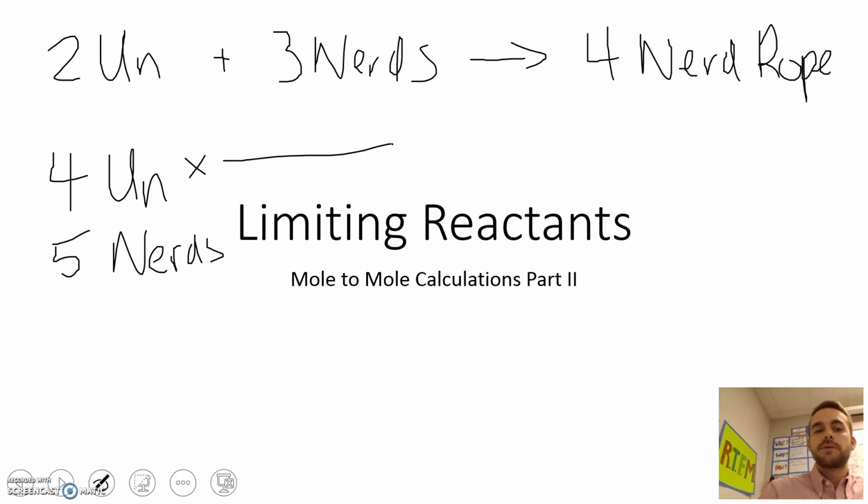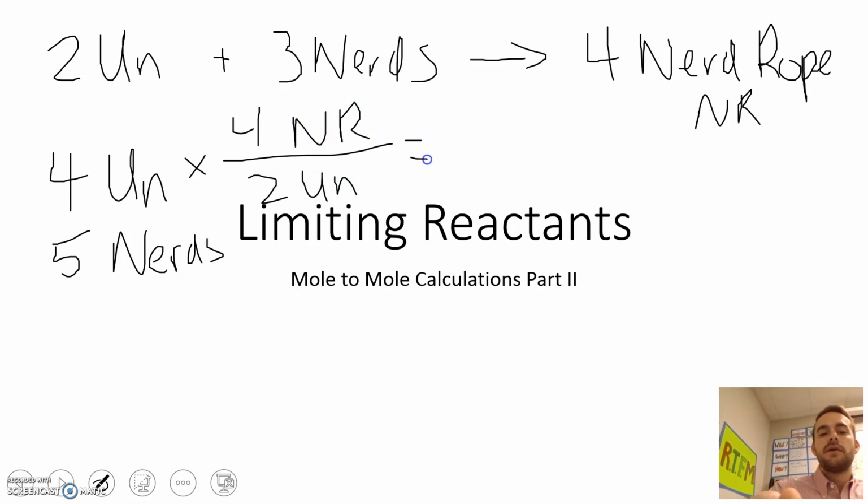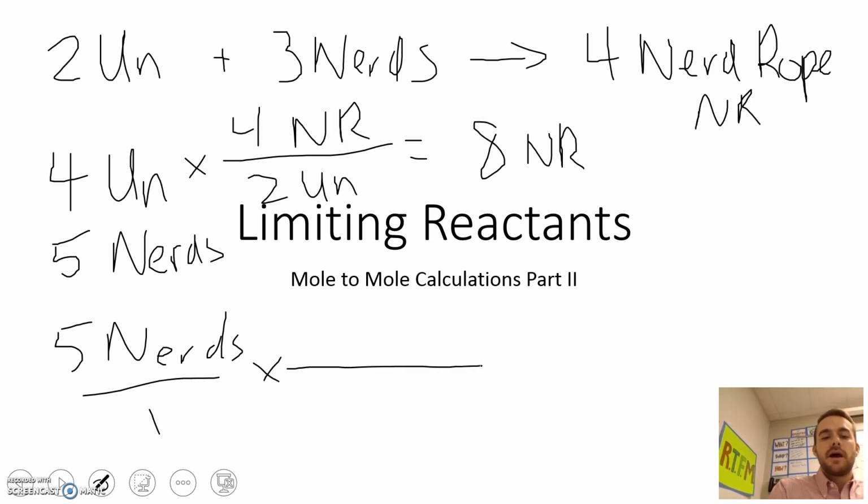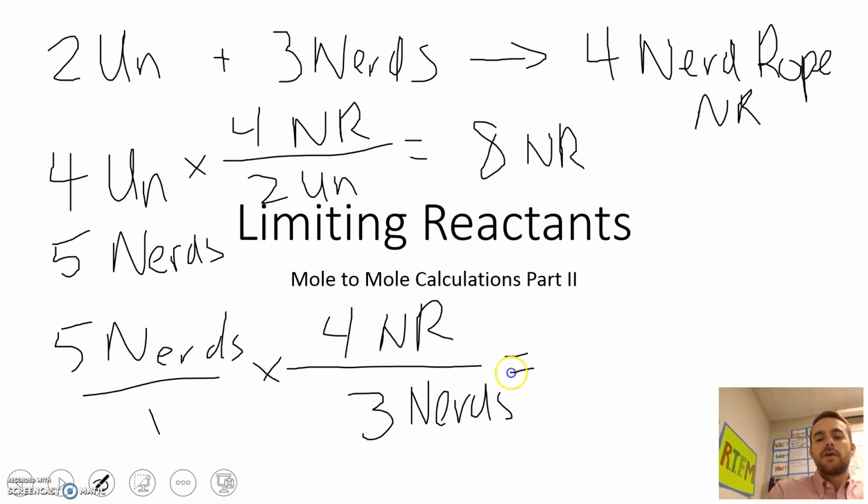My ratio for nerd rope to unicorn is 4, and I'm just going to abbreviate nerd rope as NR. 4 NR for every 2 unicorns. So with that, I'm going to get 4 times 4, which is 16, divided by 2. I get 8 nerd ropes from my 4 unicorns. And if I take my 5 nerds and I multiply that by the ratio, in this case 4 nerd rope for every 3 nerds, when we multiply that, we end up with 6.7 nerd rope.